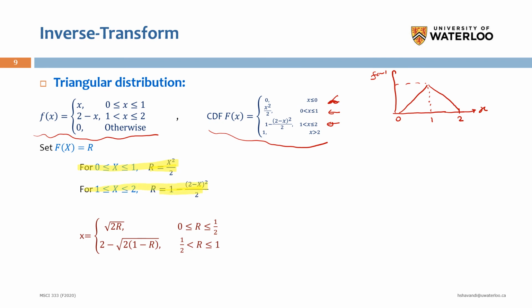If we solve these two equations individually for each interval for x, we can obtain the x value by this. Here again we have two intervals, based on the intervals of x, and we have two intervals for the random number. If we generate a random number first and it's between 0 and 0.5, we will use the first equation to obtain the random variate from that triangular distribution. But if the random number lies between half and 1, then we will use the second equation to obtain a random variate from the triangular distribution.